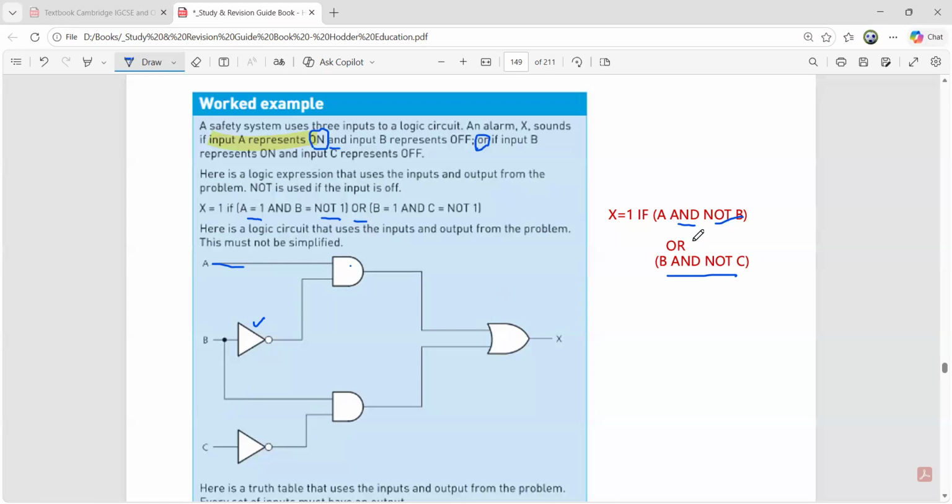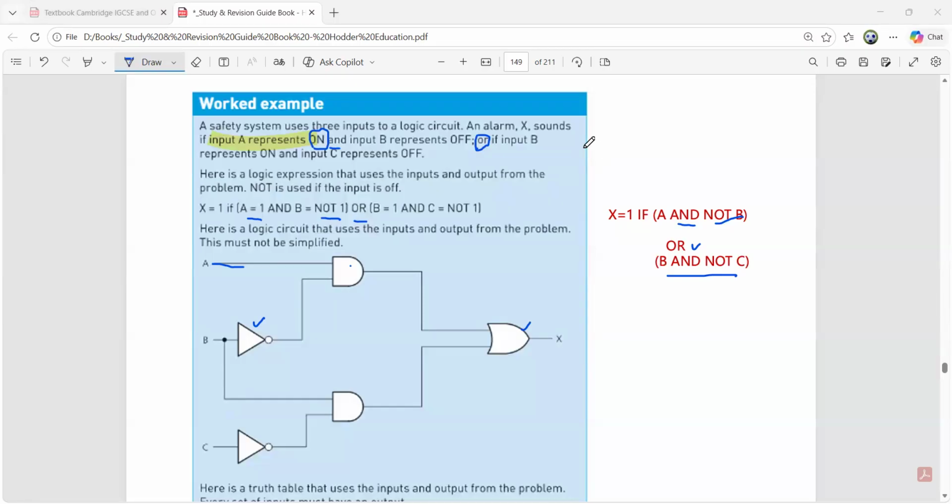And lastly, it is the OR operation that is done in the end before we end it with the X. So this is how we draw the circuit. Is there any confusion in comprehending the circuit drawing, or is it clear, everyone? Children, is everyone okay with this? Every one of you, please.